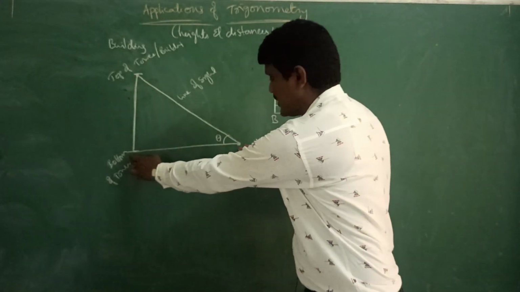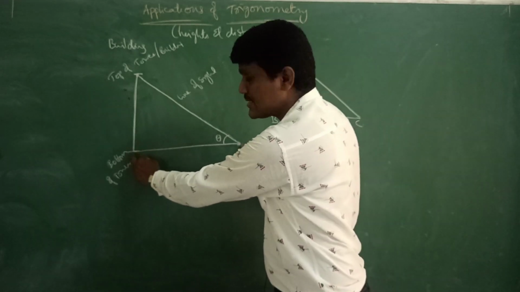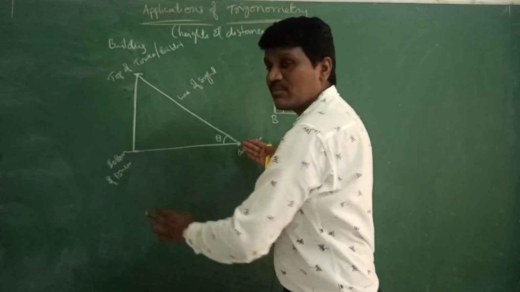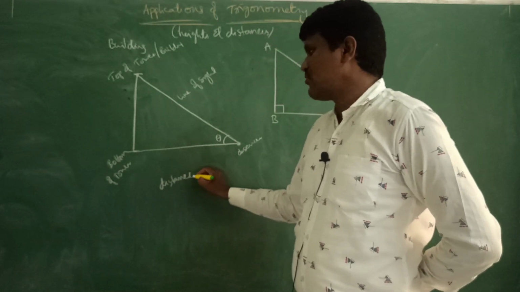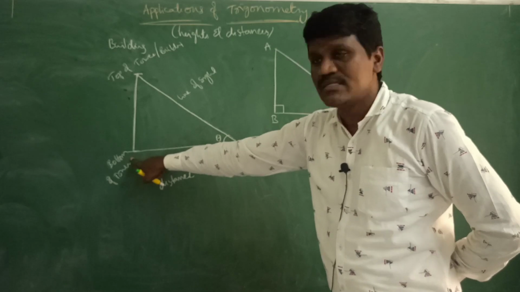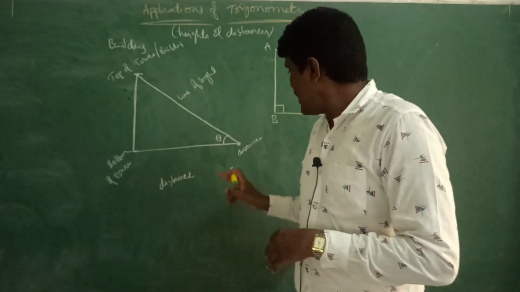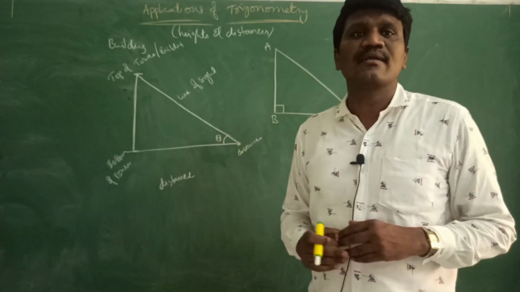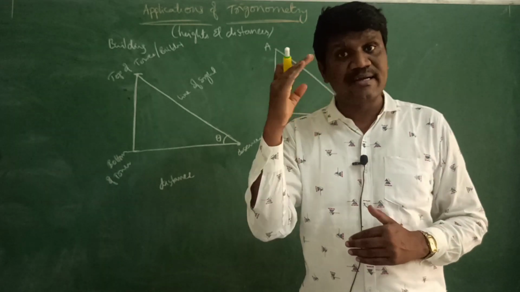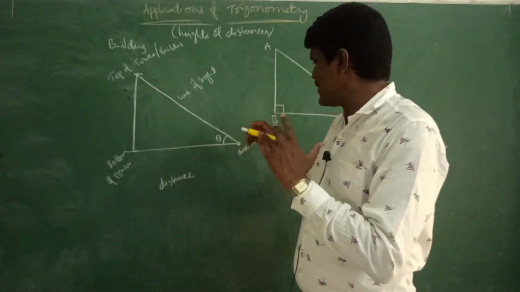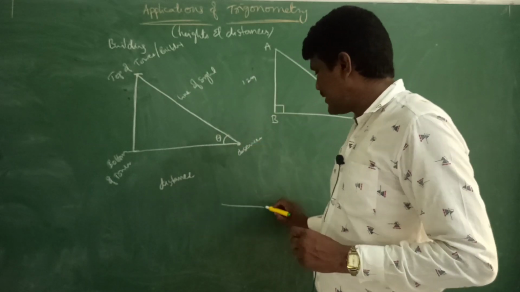From here to here, this is the observer and this is the bottom of the tower, and this distance between the bottom of the tower and the observer we call the distance from the bottom of the tower to the observer. One point you should note here: generally we will take the observer height as 0, until they mention otherwise. If they give that the observer has a height of 1.2 meters, then only we should draw the diagram like this.